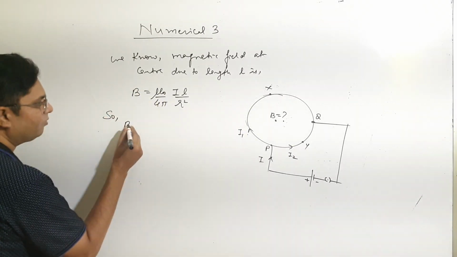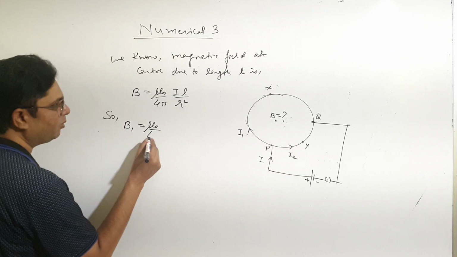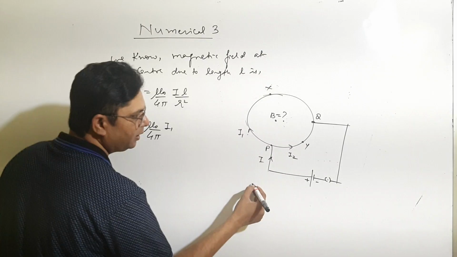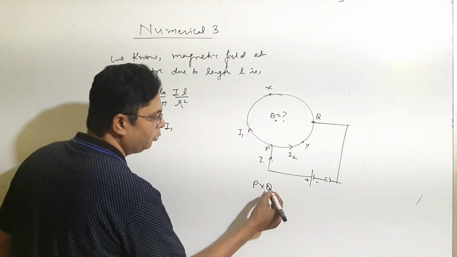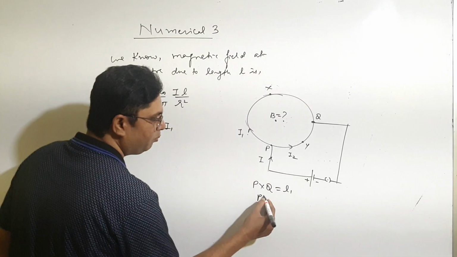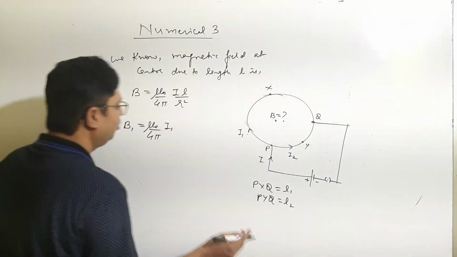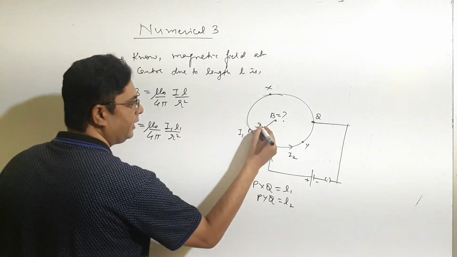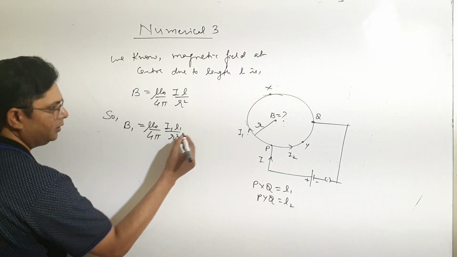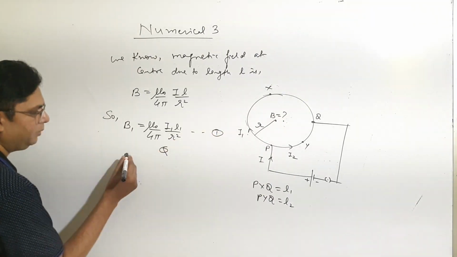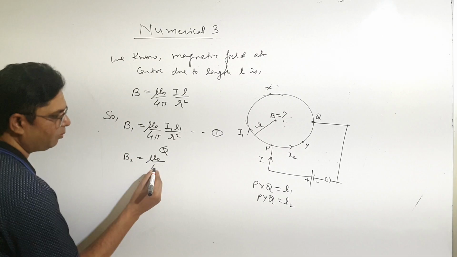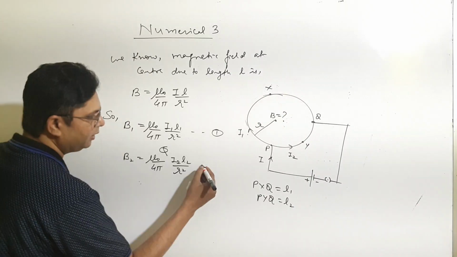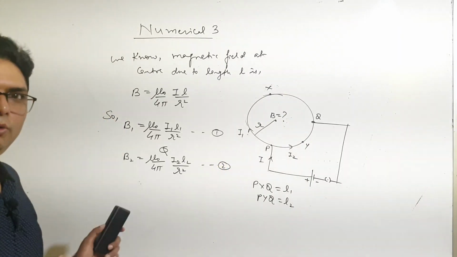So you have B1 equals mu naught upon 4 pi I1, and let PXQ length be L1 and PYQ length be L2. So this is L1 upon R square, where R is the radius. This is equation number 1. And B2 equals mu naught upon 4 pi I2 L2 upon R square. This is equation number 2. Thus we have taken 2 equations.